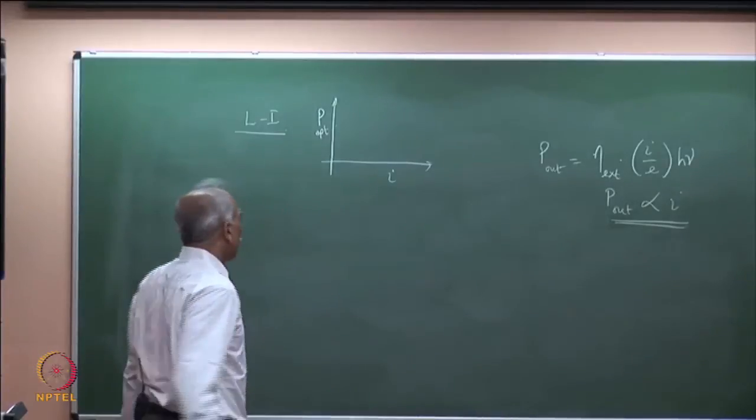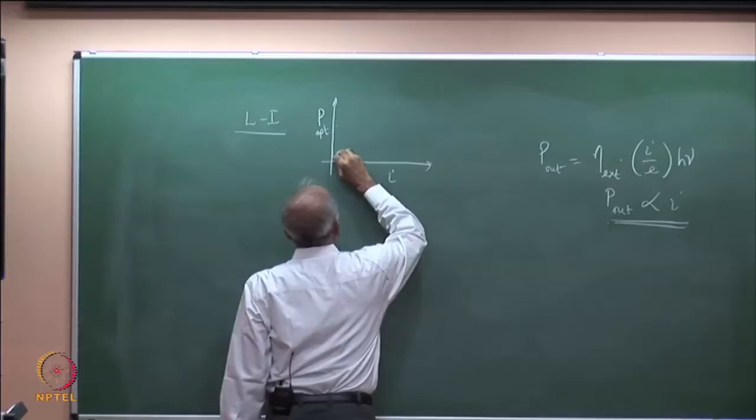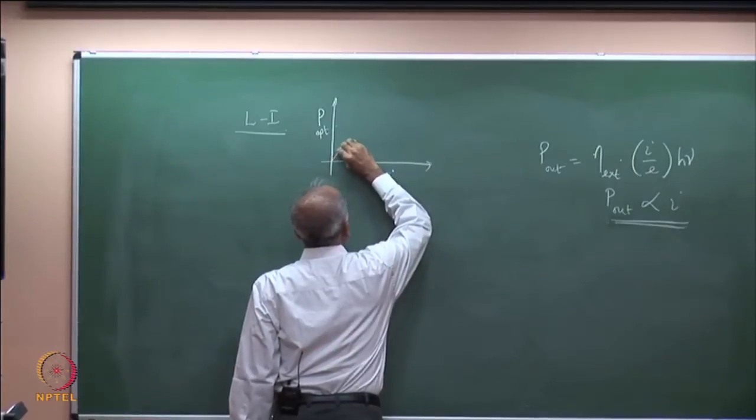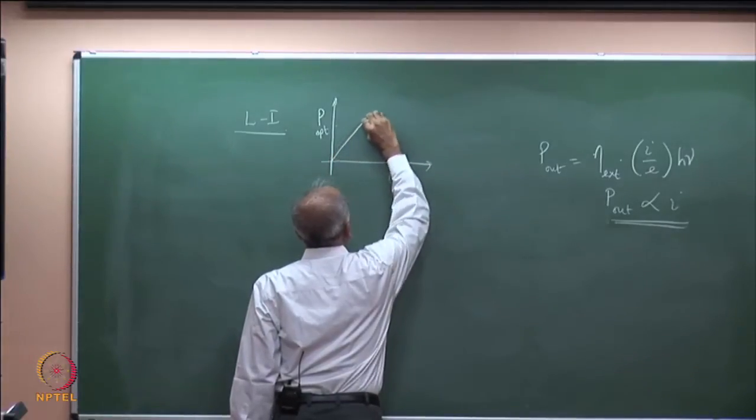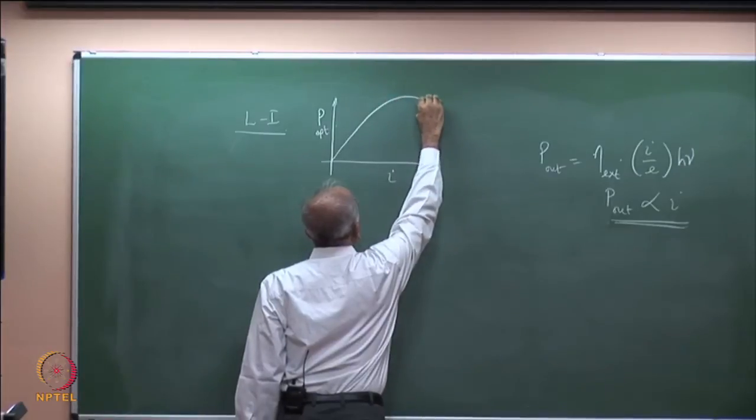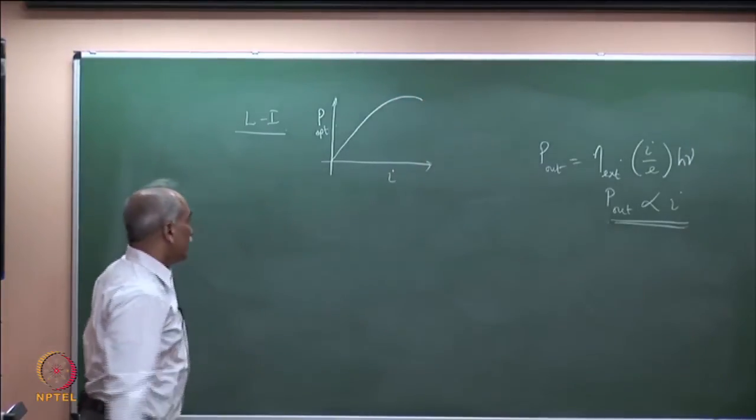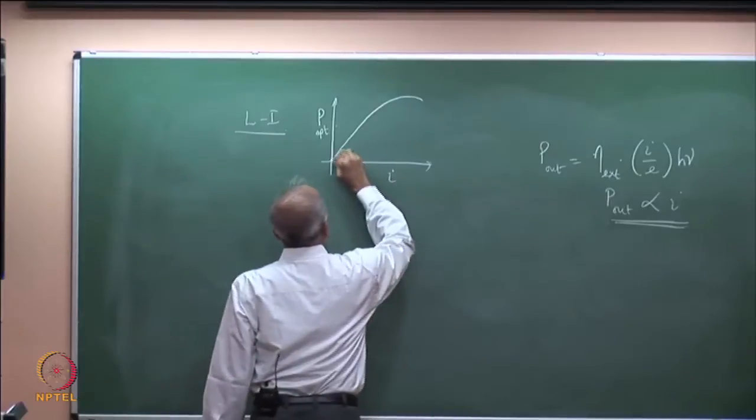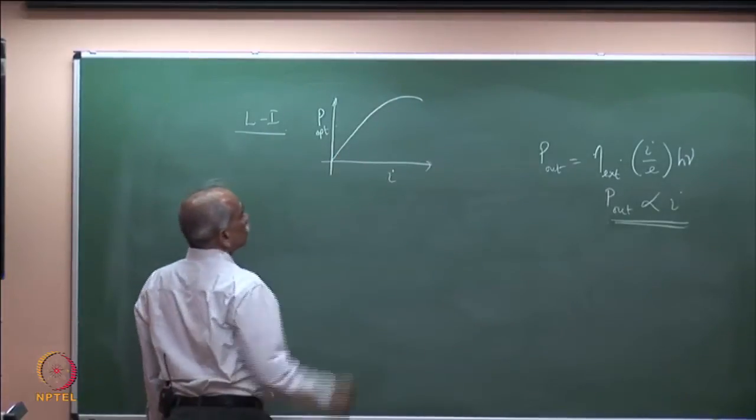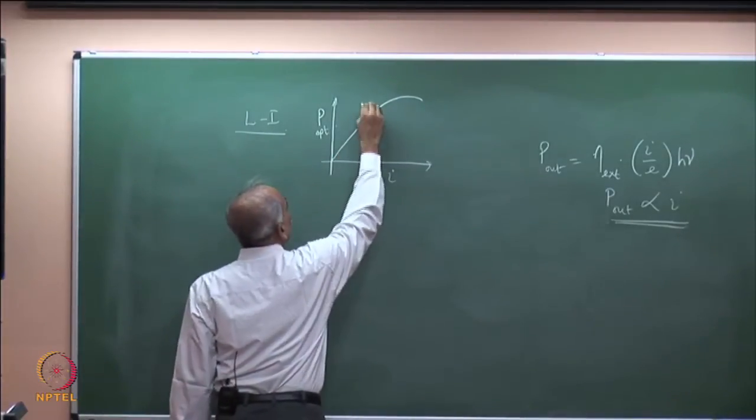So, do we get a linear characteristic? Many of you have measured this. We should get a linear characteristic. Yes, you do get a linear characteristic. If you take a surface emitting LED, you get a linear characteristic up to some region. So, this is the SLED.